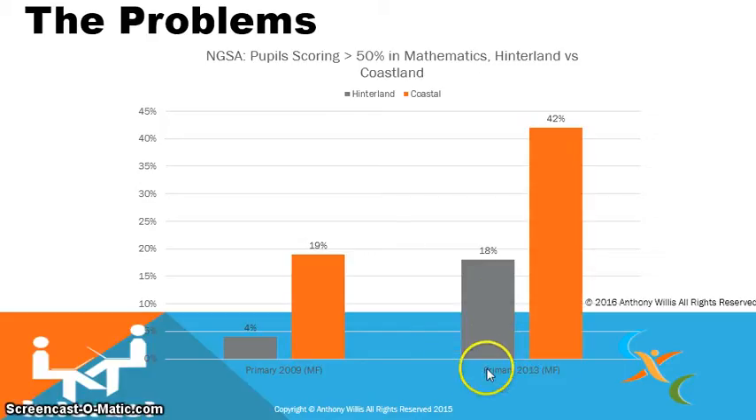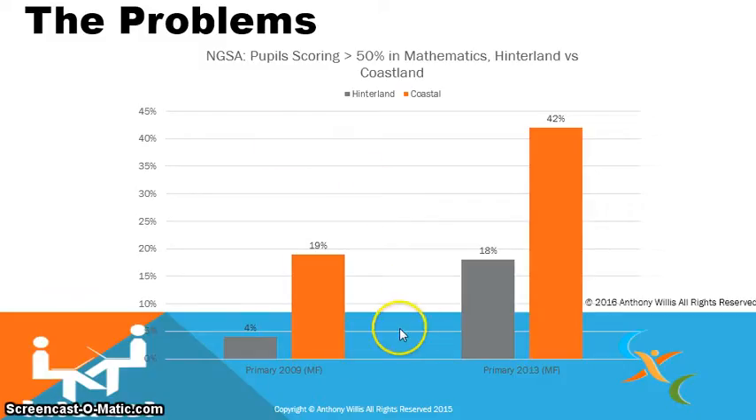18% of pupils who sat the National Grade 6 Assessment exam in 2013, 18% of those in the hinterland region got above 50% of the marks. Compare that with those on the coast, 42% got over 50% in mathematics. So there's a huge gap between the hinterland and the coastal regions.